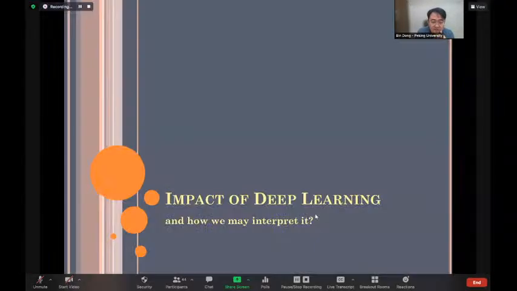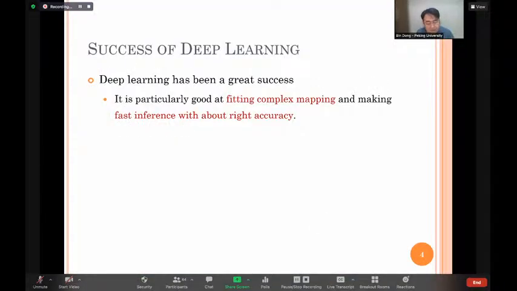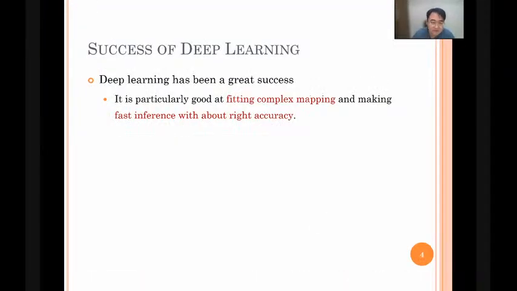Okay. So first of all, I don't need to convince you that deep learning has a very deep impact and has been very successful in many fields. More recently, for the past 4 or 5 years, we have been focusing on applying machine learning to scientific computing, or science in general. Their success is mainly due to two factors. The first factor is that they are able to fit very complex mappings in high dimensional space. High dimensional nonlinearity is a very common challenge in computational science in general.